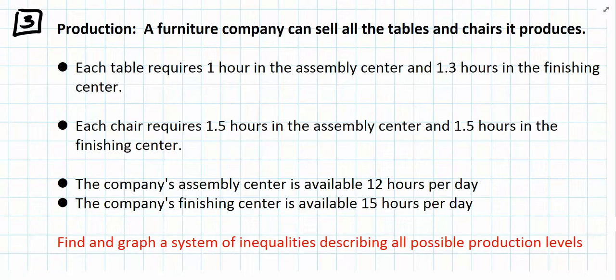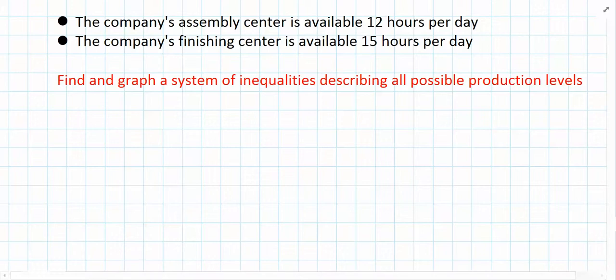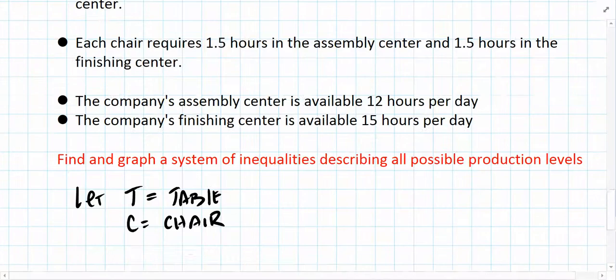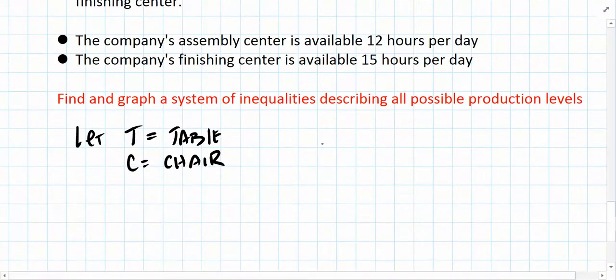Should we do graphing calculator first? Yep, go ahead. Graphing calculator, that's fine. So here's what we did. Let T equal table and C equal chair. Okay, and we came up with this. 1.5 hours to make a table for the assembly, plus, what was it? 1 hour to make a table in the finishing center, and we have a grand total of 12 hours to work in the finishing center.